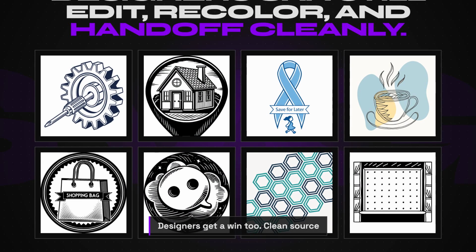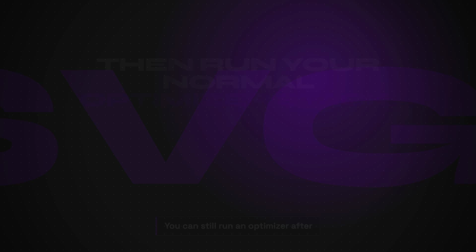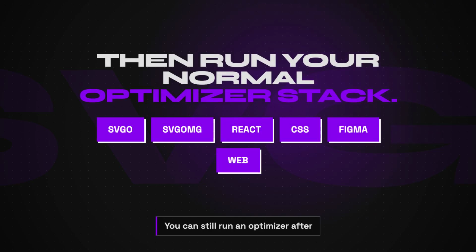Designers get a win too. Clean source is easier to refine in Figma, Illustrator, or Inkscape. You can change brand colors, remove small details, make a dark mode version, or hand the asset to engineering without apologizing for the export. You can still run an optimizer after this.